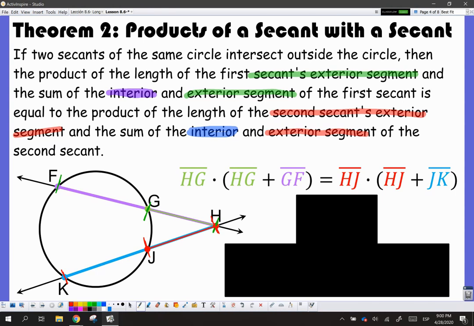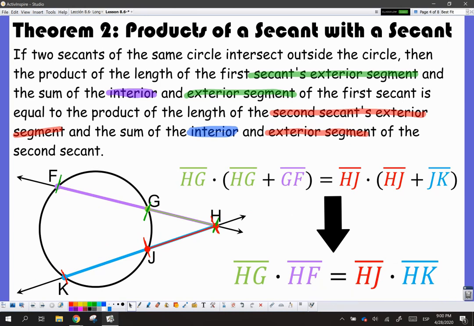Now you may have seen that HG plus GF and HJ plus JK are basically just saying the entire secant, the entire length of the secant segment. So another way to write this theorem is the exterior part of the secant times the entire length of the secant segment equals the exterior part of the second secant times the length of the entire second secant segment.